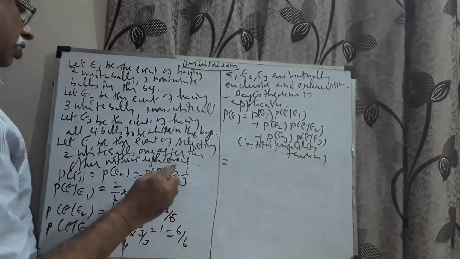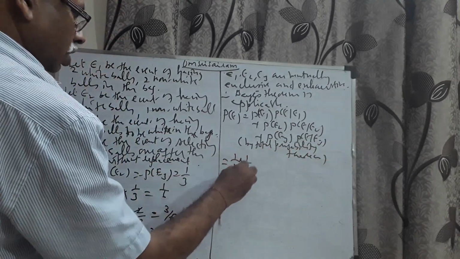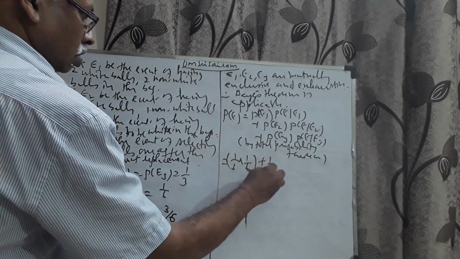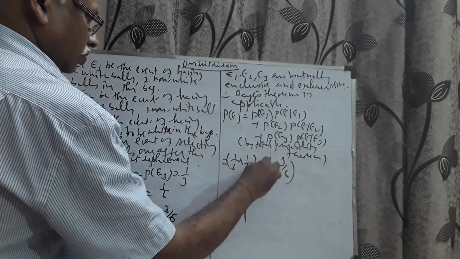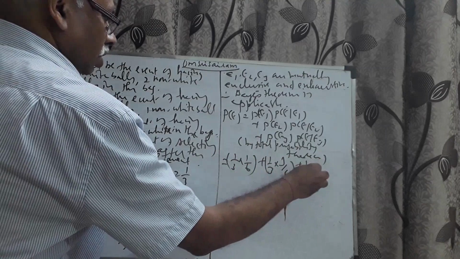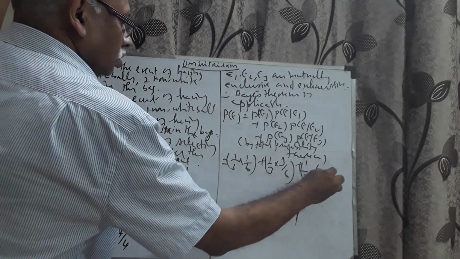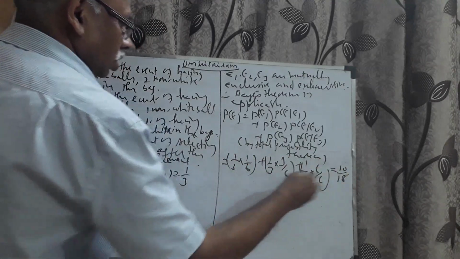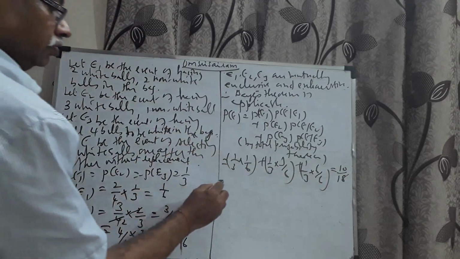Okay, let me substitute the values. 1 by 3 into 1 by 6 plus 1 by 3 into 3 by 6 plus 1 by 3 into 6 by 6. This is reduced to 10 by 18. 1 plus 3, 4 plus 6 is 10.